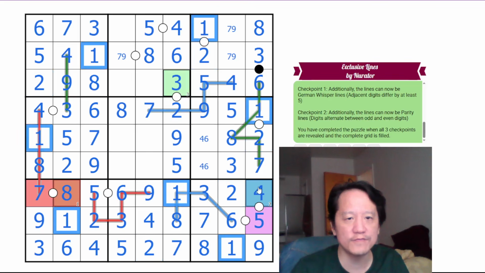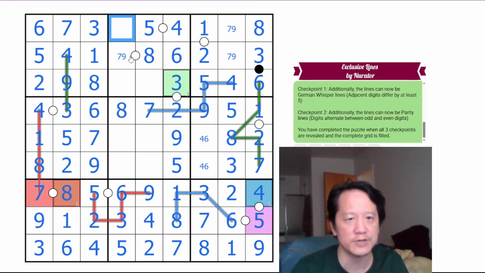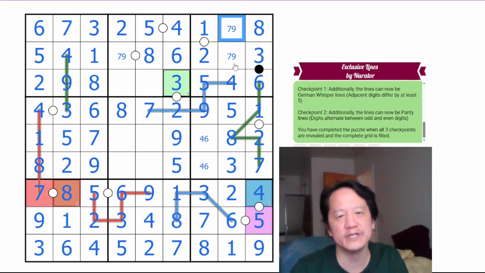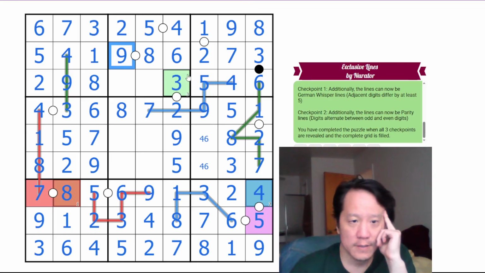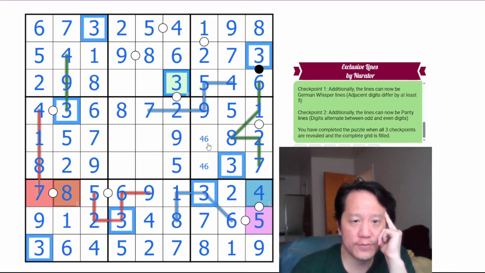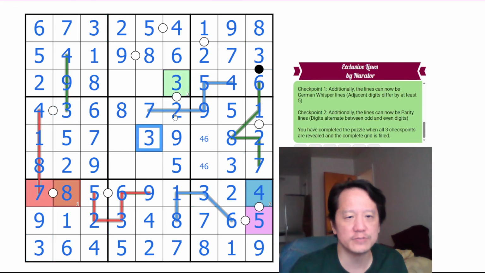We don't know where the 1s are necessarily. 2s, we have 8 2s, so we know where the last 2 has to be. It has to be there. 7 eliminates 7 here, so it's 9 and 7, which eliminates 7 there, so that's 9. 3s, we have 8 3s. We know where the last 3 has to be. It has to be there.